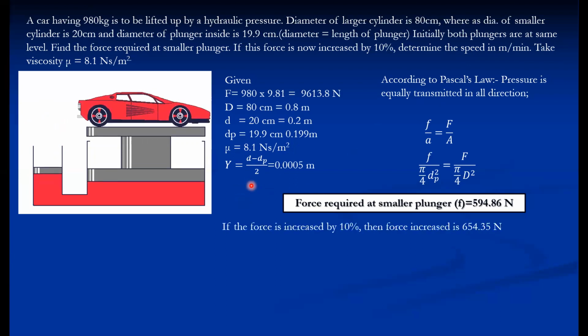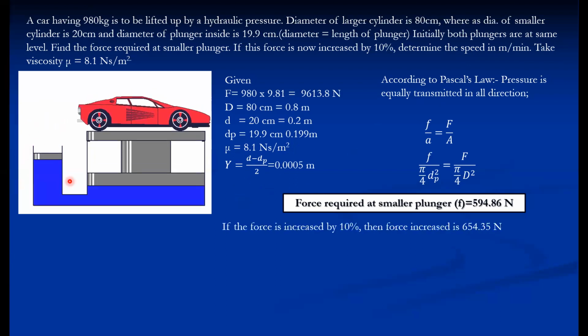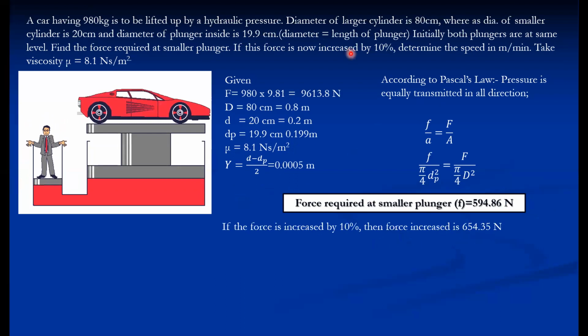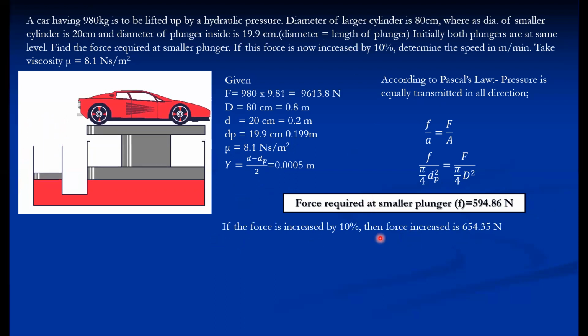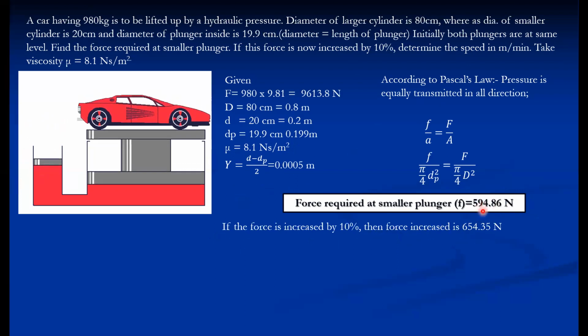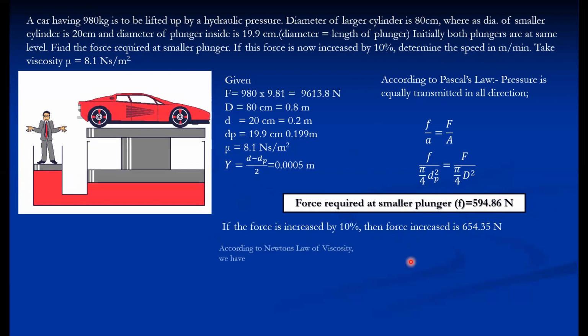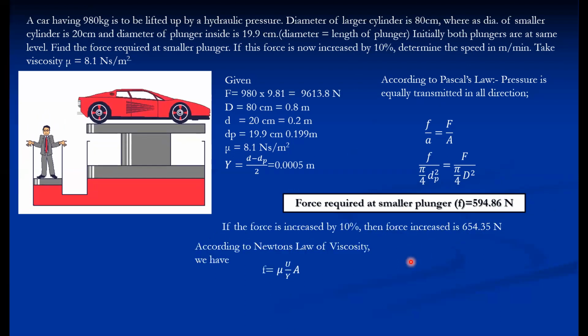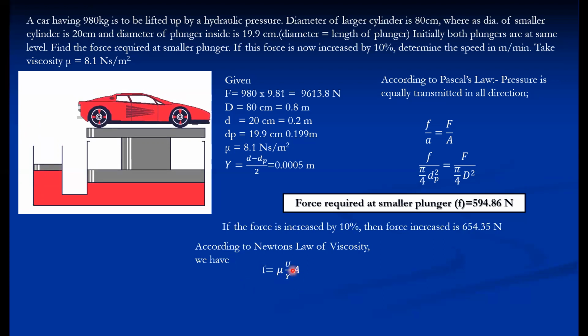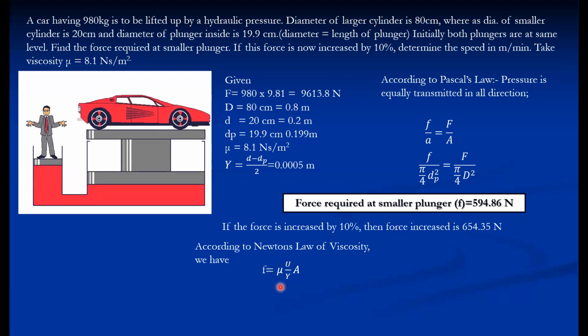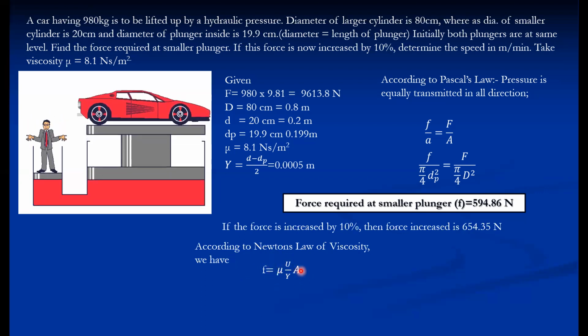So first of all, if the speed is increased by 10%, so 10% more force is applied. So what should be the speed, it is asked. Now if the force is increased by 10%, then the increased force is multiplied by 1.1, that comes around 654.35 Newton. Then according to Newton's law of viscosity, we have small f equal to mu U by Y into A. So mu U by Y is the shear stress, multiplied by the shear area.